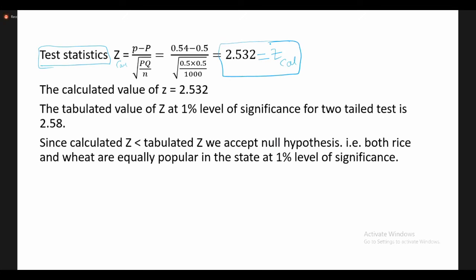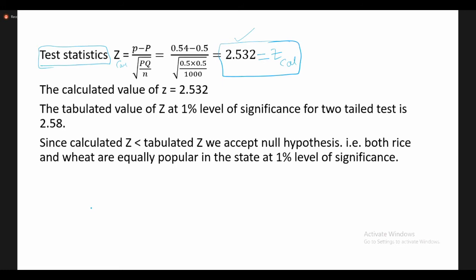Yeah, very good, ma'am. 2.53. Very good. 2.53 or 2.529, that is also right. I hope all of you got the same thing. Z calculated, we got it.